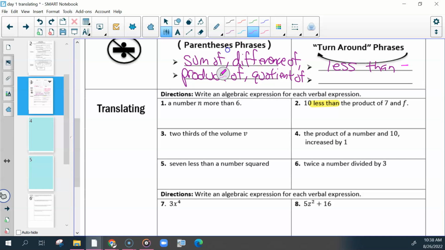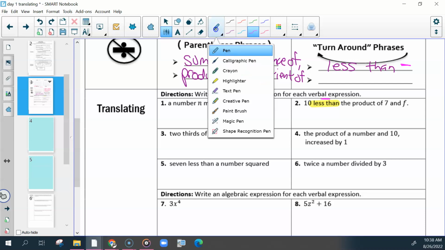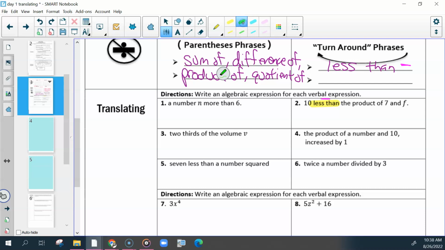And I didn't say that here, but it is. Any other operation words we see? Product. And that tells us to do what? Multiply. So I'm going to put the dot here, but we may not need it, but just so we know the symbol.